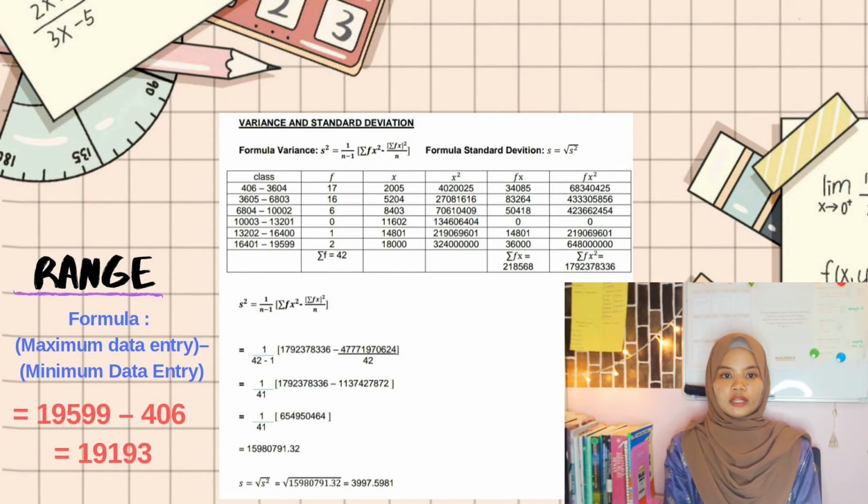For the range, the formula is maximum data entry minus minimum data entry, and we get the answer 19193. Next is variance and standard deviation, SD. For the formula you can see the slide, and I give the answer step by step too. So the total answer for variance is 159,80791.32, and for the SD answer you can use the formula, square root of the variance. You can get the total SD.